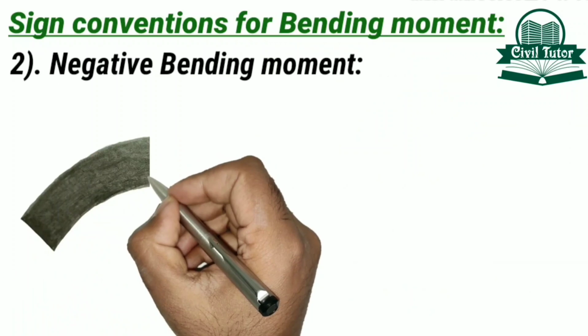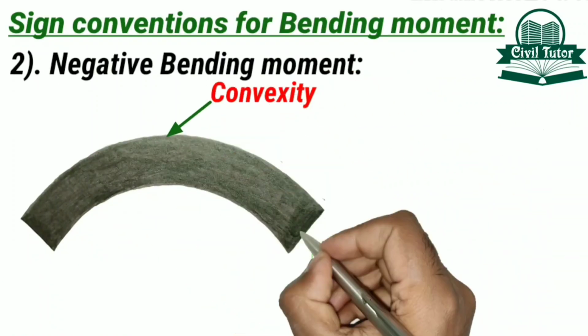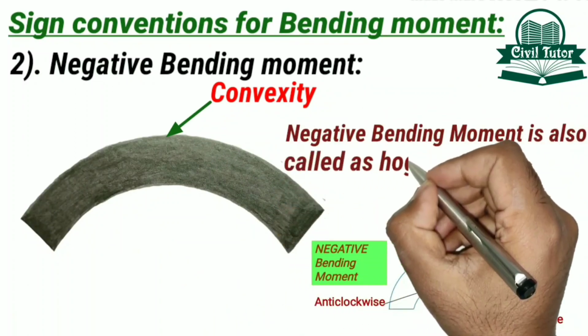Similarly, the bending moment at a section will be negative if it tends to bend the beam in a curvature having convexity at the top, as shown in figure. The negative bending moment is also called hogging moment.